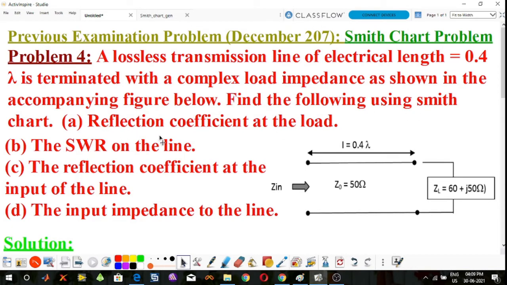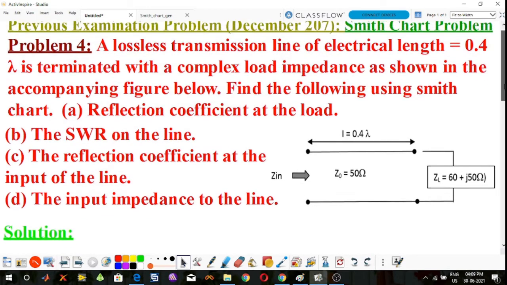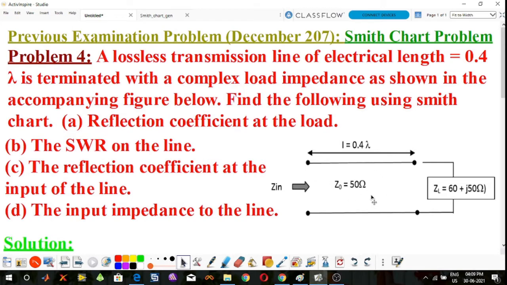First bit, determine the reflection coefficient at the load. Second bit, the standing wave ratio on the line. Third bit, the reflection coefficient at the input of the line. And the fourth bit is the input impedance to the line. And this is the question. Now coming to the solution. And this is the given figure.